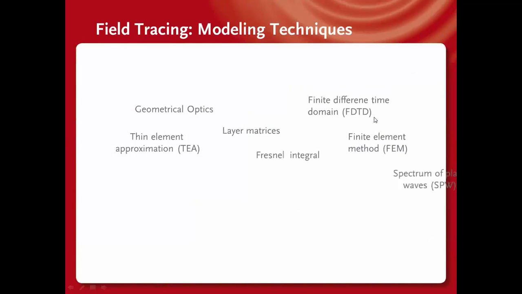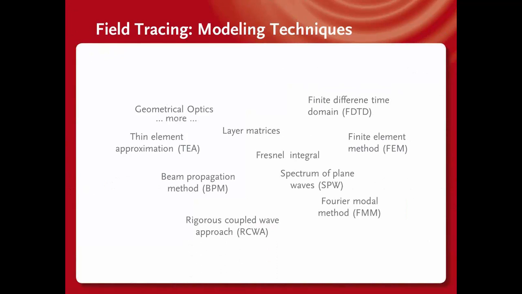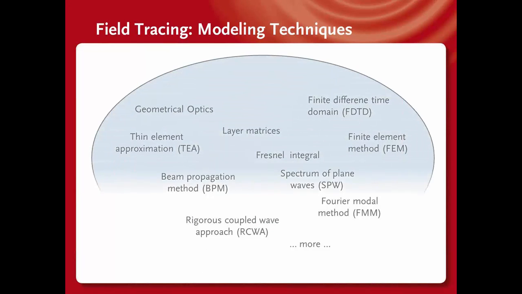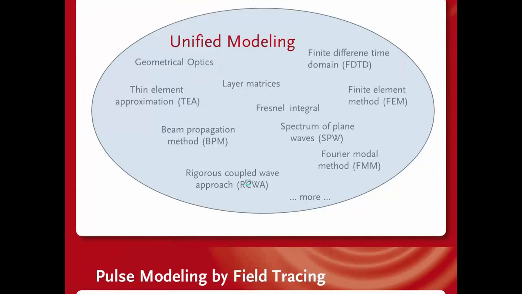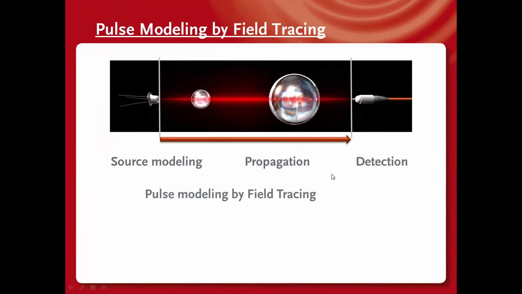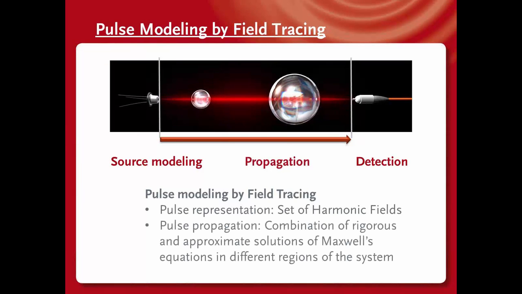So again, you see some of the optical simulation techniques we have included in VirtualLab, and the clever combination of these different simulation techniques in different parts of the system we also call unified optical modeling. So that means that field tracing for pulse modeling is the pulse representation by a set of harmonic fields, and the pulse propagation by a combination of rigorous and approximated solutions of Maxwell equations in different regions of the system.